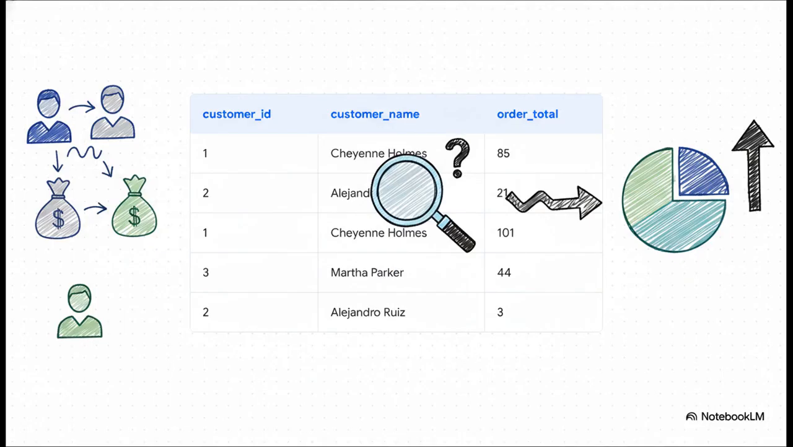It's a pretty typical sales table, right? We see every single order, which is great if you need a transaction log. But what if I ask you, who's our most valuable customer? Answering that is actually kind of tricky here. You'd have to manually go through and add up all the orders for Cheyenne and then do it again for Alejandro. You see the problem? This data is super detailed, but it's not summarized at all.